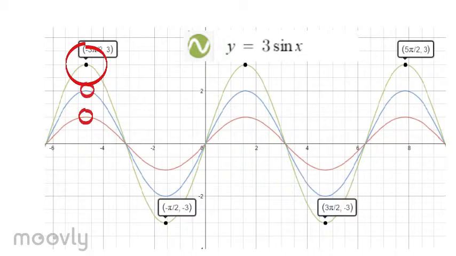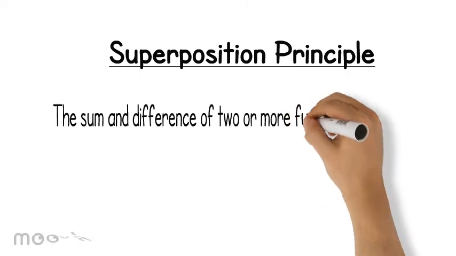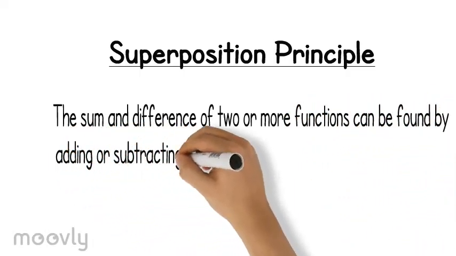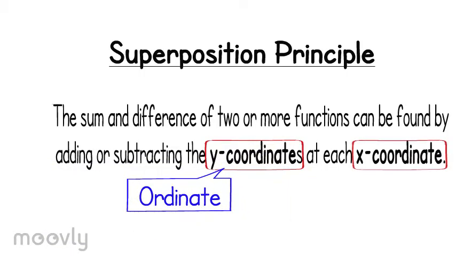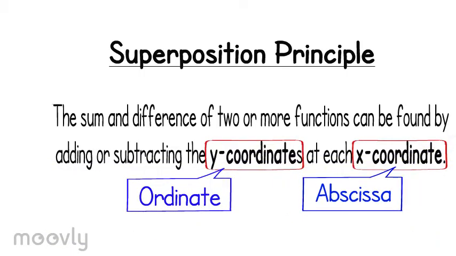Notice that the crests and troughs have the same x-coordinates to each other, and a resulting graph is obtained purely by combining their corresponding heights. This technique is called the superposition principle, which states that the sum and difference of two or more functions can be found by adding or subtracting the y-coordinates, also called ordinates, at each x-coordinate, or abscissa.